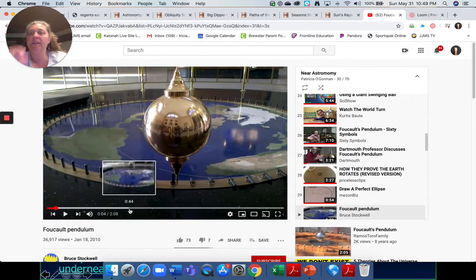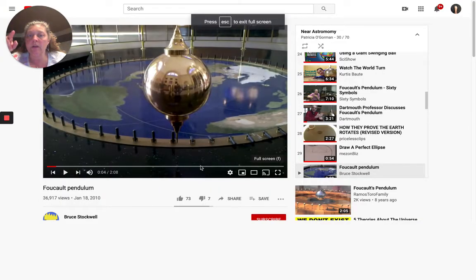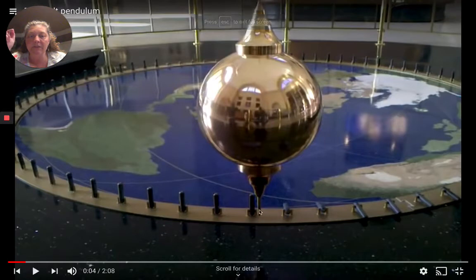Okay. This is a video of Foucault's pendulum swinging. And this family hung out. It's actually pretty funny because the kids are like, oh, you know. So here you can see, now these pins are on little pivots here. So all these pins were knocked down here. And all those pins were knocked down back there. And then this is going to be the next one to get knocked down.